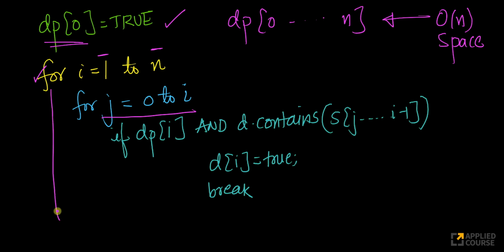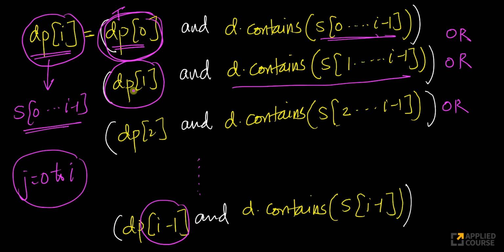By the end of this loop, look at this. This loop basically computes DP[i] for me. This loop, this yellow colored loop, computes DP[i] for me. To compute DP[i], I need j. Look at this. I need j from 0 to i. And what is the logic here? If DP[j] and D contains s[j..i-1]. That's what it is, right? Look at what this is. This is DP[j] and D contains s[j to i-1].